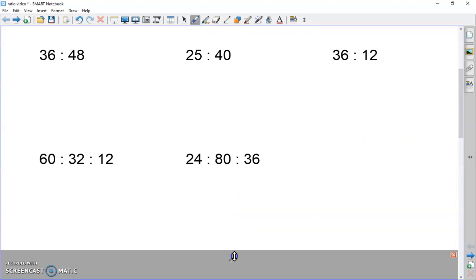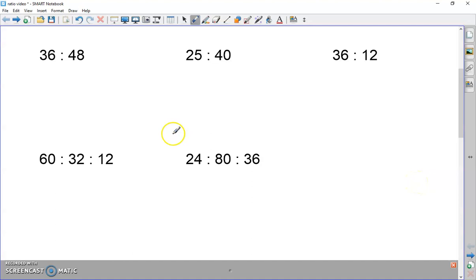The idea here is to find the highest common factor, if you can, of 36 and 48. They divide by lots of things. They both divide by 2, they both divide by 3, they both divide by 4, both divide by 6. You can do it like that, but the quickest thing to do would be to divide both numbers by 12.